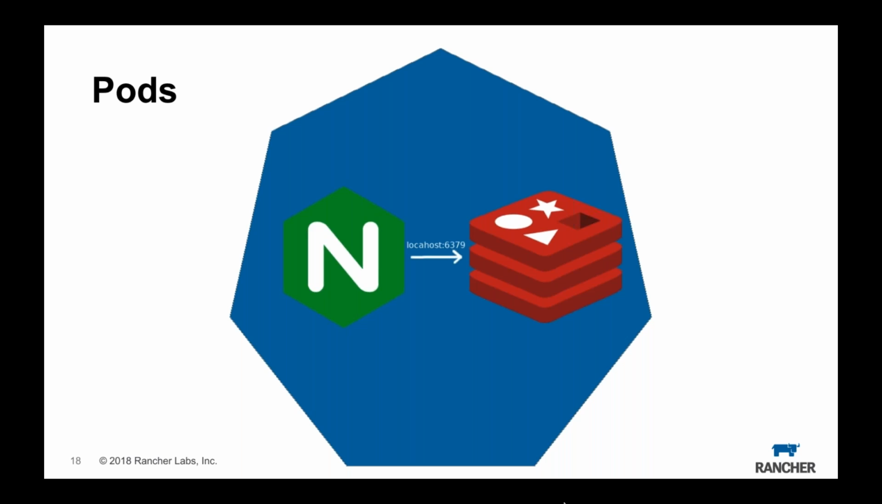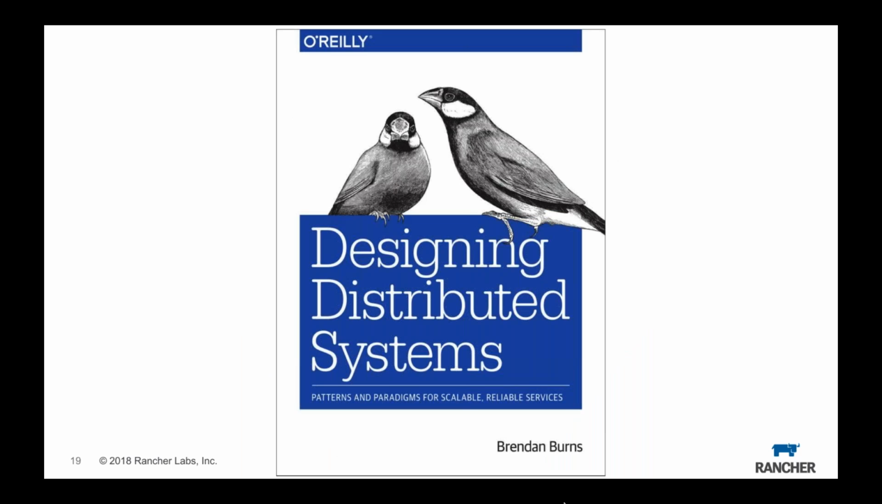For example, here we are showing a pod which consists of two containers. One is the Nginx and there's a Redis container. But they are always scheduled together and they can talk with each other over the localhost port.